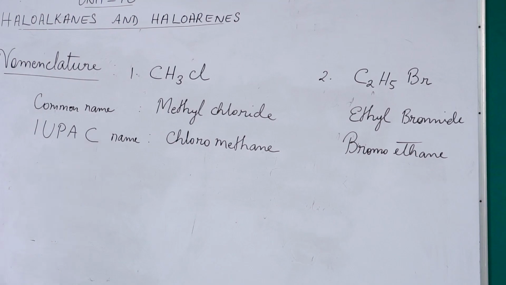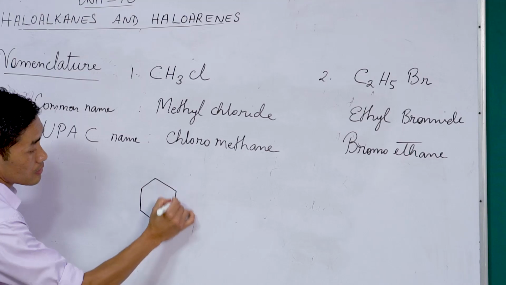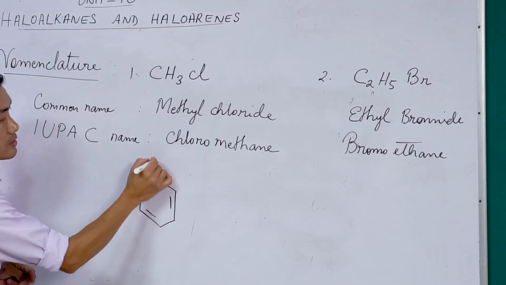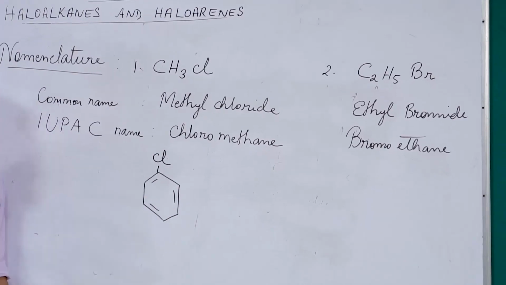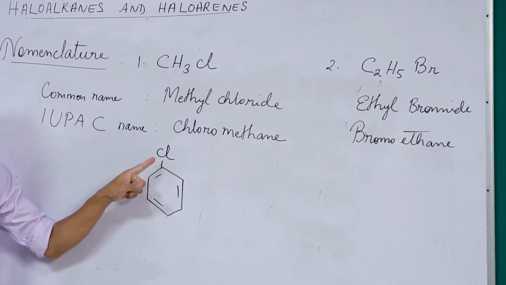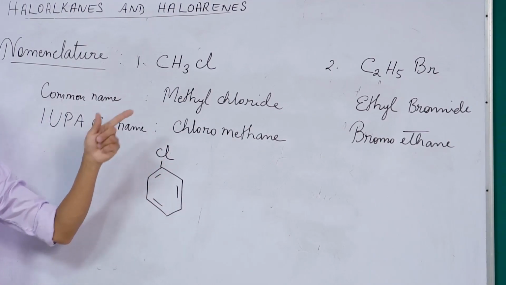Now, if we have monosubstituted derivatives of benzene, that means compounds like C6H5Cl, suppose, which can be represented like this. Monosubstituted means one hydrogen of the ring has been replaced by a halogen.